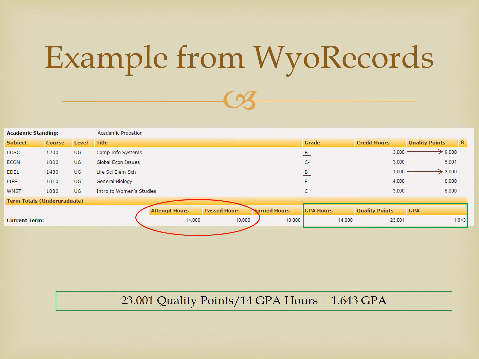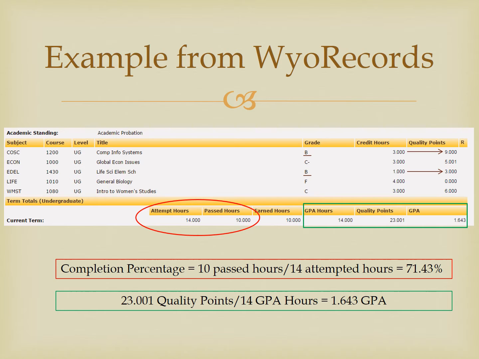Now we can also look here, because the student failed general biology, they haven't passed all the hours that they attempted. They passed 10 and they attempted 14. And so this brings up a completion percentage, right? 10 passed hours divided by 14 attempted hours. The student completed 71.43% of the hours that they attempted.